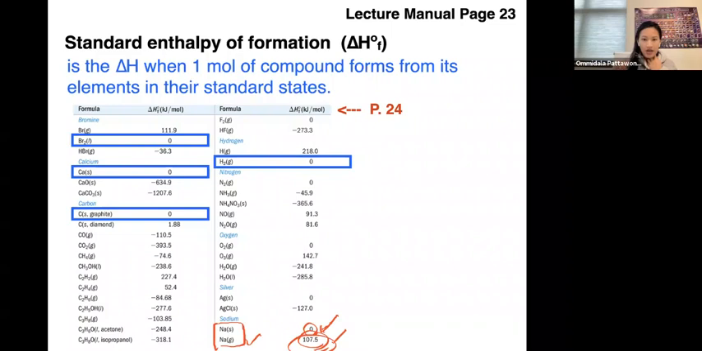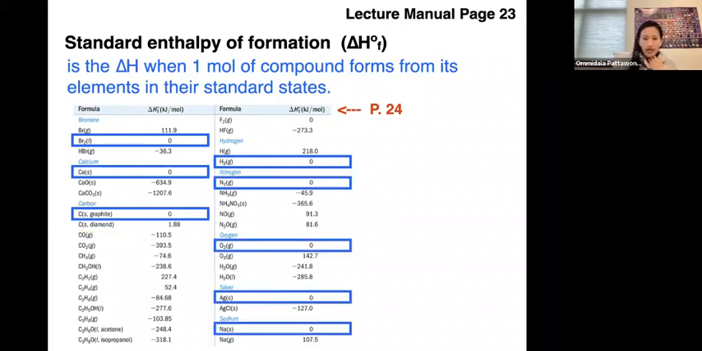Is that clear? Same thing with carbon. Carbon graphite versus diamond: carbon in its standard state, graphite form, has a standard heat of formation equal to 0. But if you want to make that become diamond, the heat involved in going from graphite to diamond, which is not a standard state, would be 1.88 kilojoule per mole. That's what it means here. If you want to go from here to here, we use the standard state as the reference point.